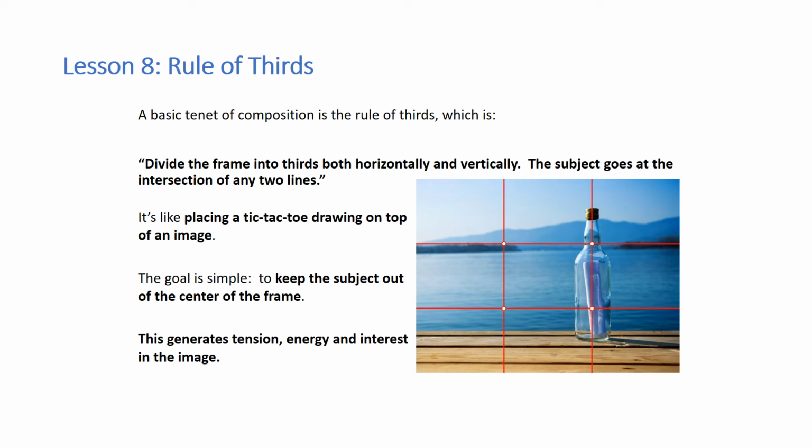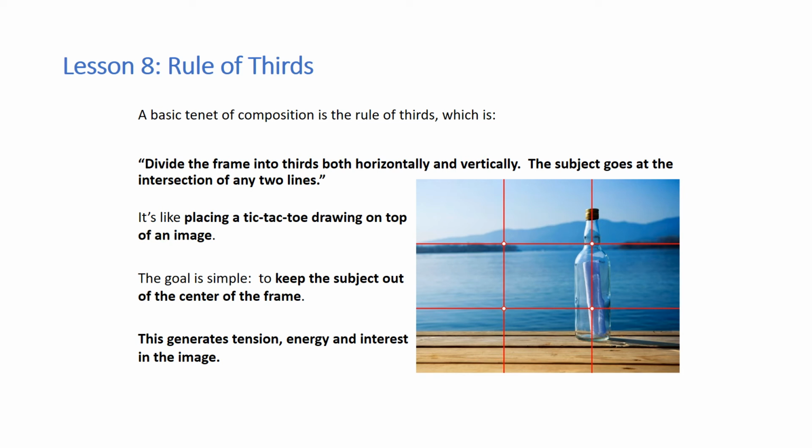A basic tenet of composition is the rule of thirds, which is to divide the frame into thirds both horizontally and vertically. The subject goes at the intersection of any two lines. It's like placing a tic-tac-toe drawing on top of an image. As you can see, in the image of the bottle and the body of water, there are 9 sections. The goal is simple: to keep the subject out of the center of the frame.